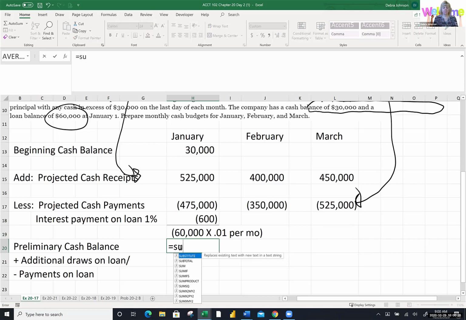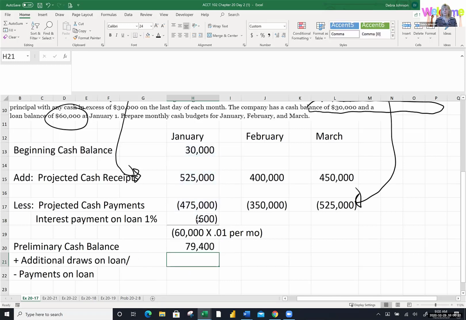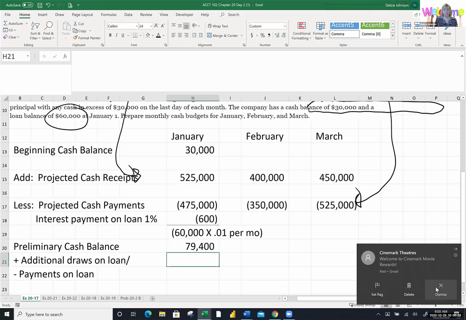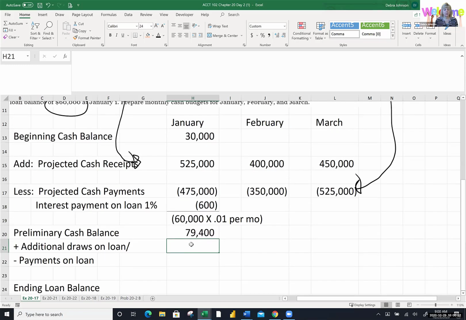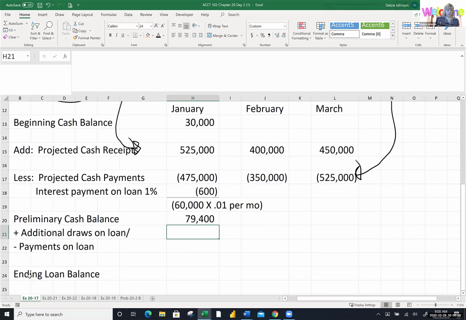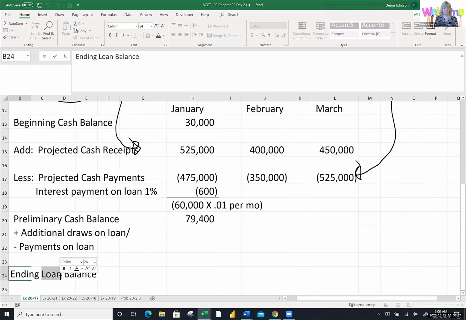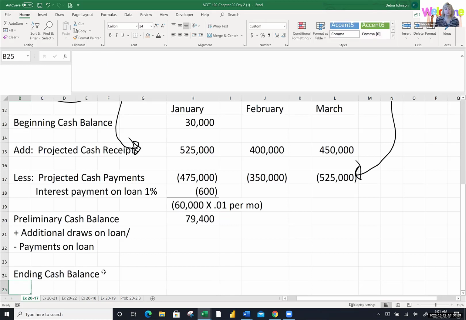Now I can do my preliminary balance. I got 79,400. Now, do you remember what the debt covenant said we had to have? It said we needed to have 30,000. And so what that company's going to do with those excess funds, anything above 30,000, is pay that loan balance down. So this should have said ending cash balance here. Just saw that typo.